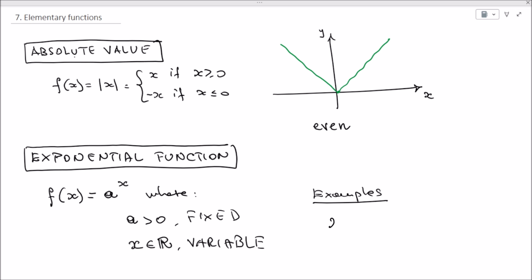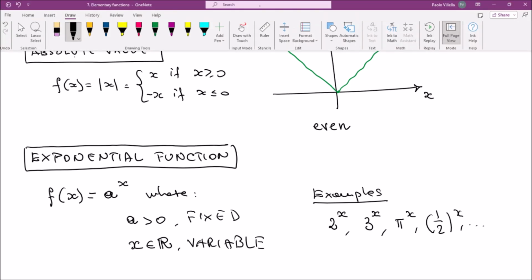Well, for example, 2 to the x is an example of an exponential function. In this case, a is equal to 2, which is larger than 0, and x any real variable. Or we may have 3 to the x, or we may consider pi to the x, or we may consider 1/2 to the x, and so on and so forth. Now, you realize that from these examples, there are some parts of this definition that, of course, cannot be derived from the axioms on real numbers.